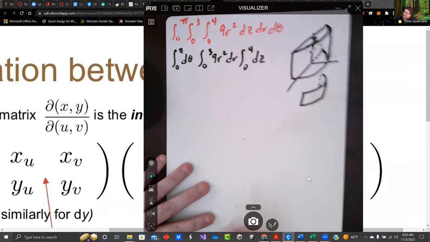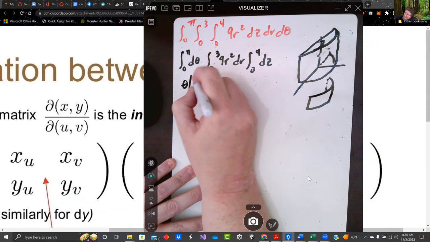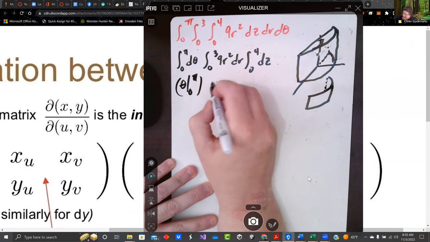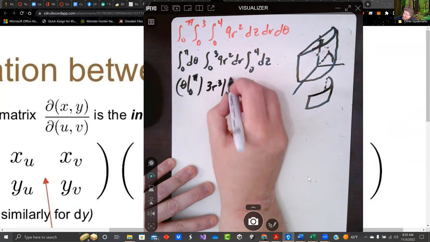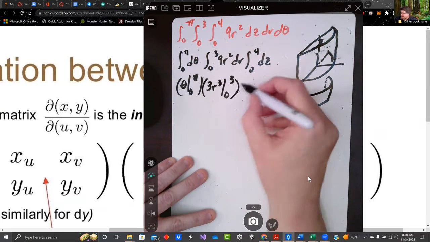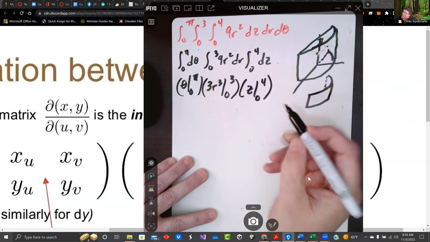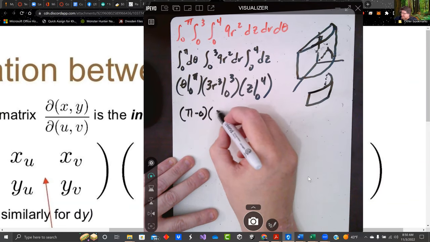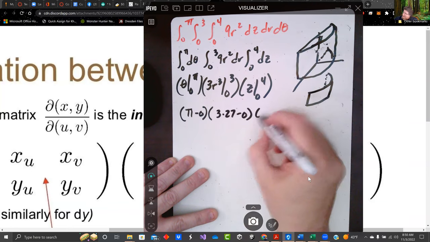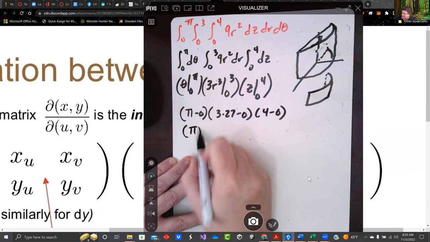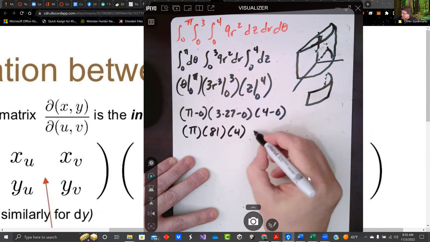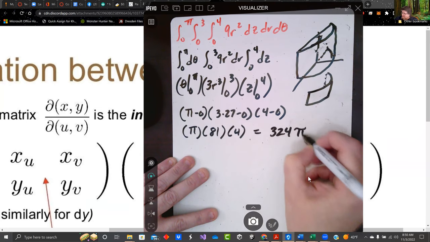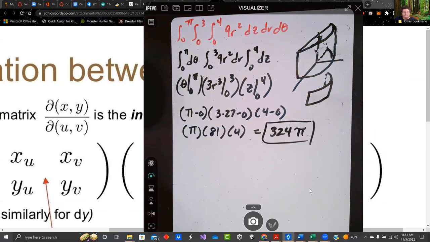We got 10 minutes left. Let's get this done. Theta goes from 0 to pi. Up a power divided by the power, I got 3r³ from 0 to 3. And I got z going from 0 to 4. So I've got pi minus 0. I've got 3 times 27 minus 0. And I've got 4 minus 0. So pi times 81, and 324 pi.